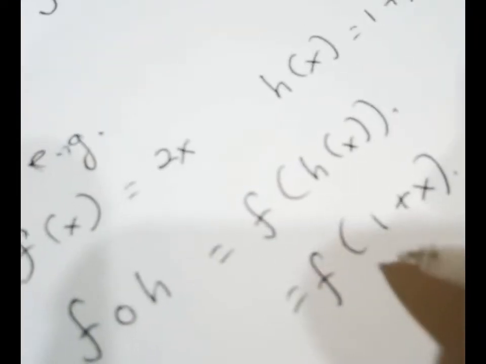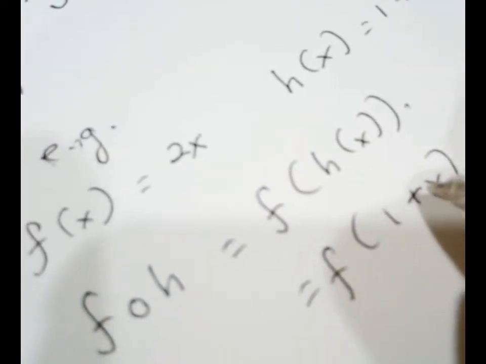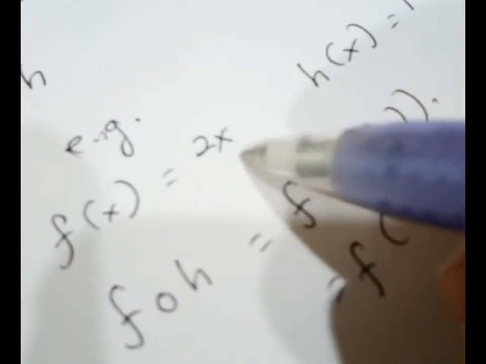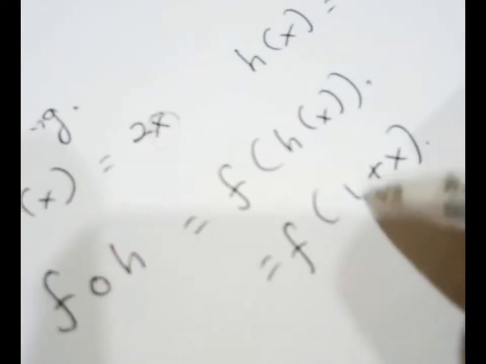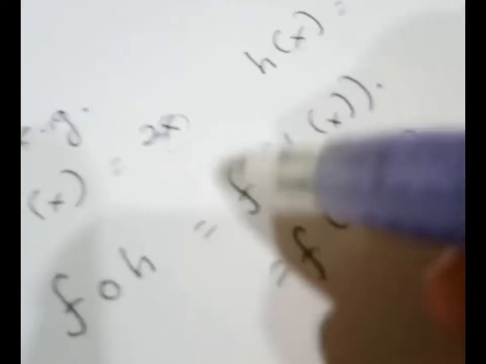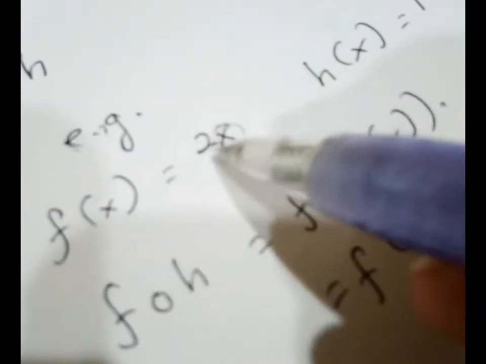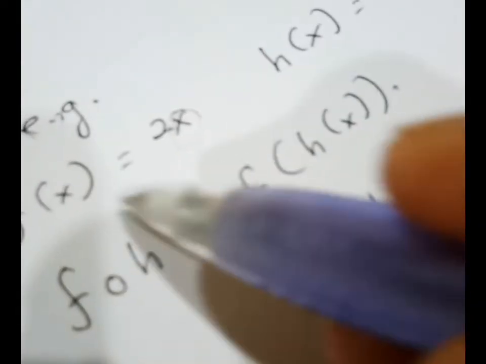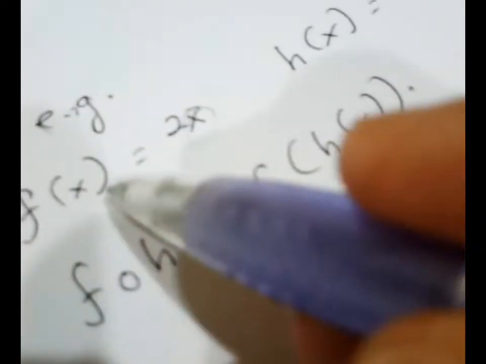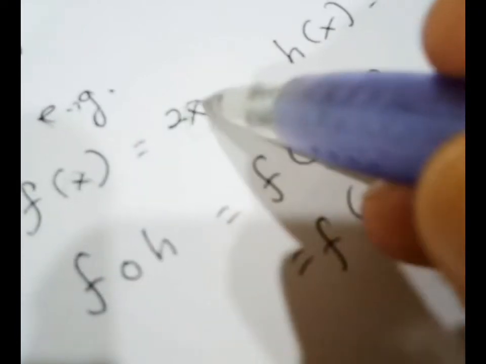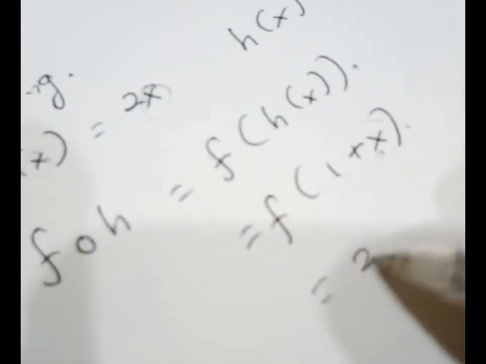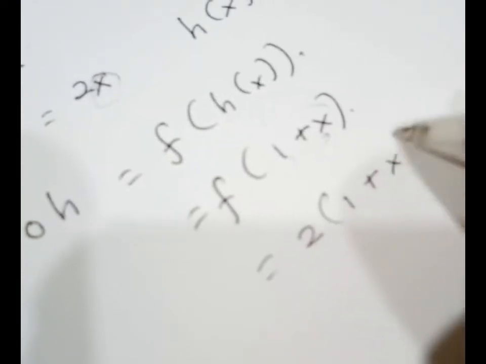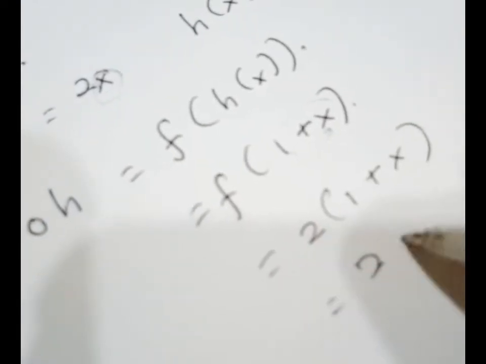So now the x here is replaced by the 1 plus x in bracket. Since f(x) is 2x, and x here is replaced by 1 plus x, we replace x here by 1 plus x. So it becomes 2(1 plus x). Simplify it, it becomes 2 plus 2x.